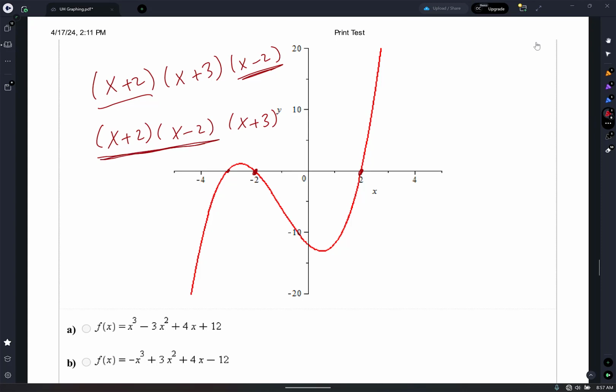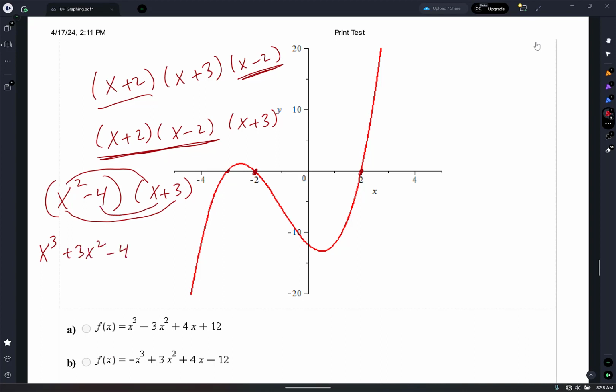These two are the difference of squares. When I multiply those, I'm going to get x squared minus 4. And I still need to multiply that by x plus 3. Are we okay so far? Now, I'm just going to FOIL. x squared times x, x cubed. x squared times 3, plus 3x squared. Negative 4 times x, minus 4x. Negative 4 times positive 3, minus 12. Now look for that as your f of x.